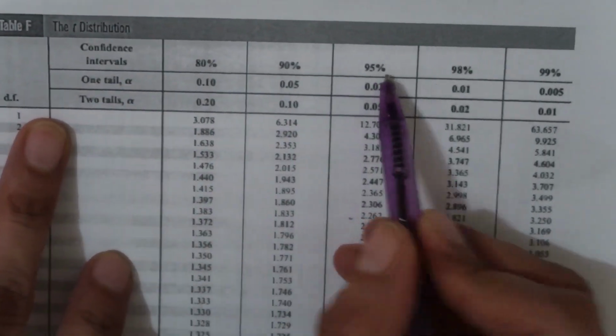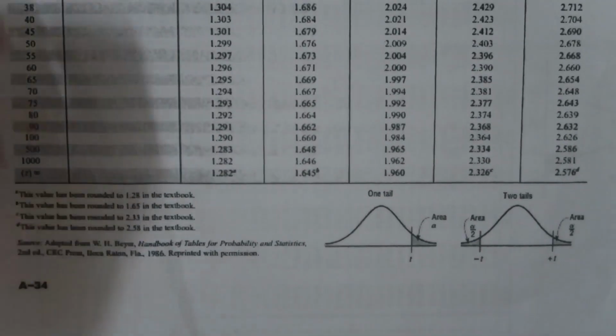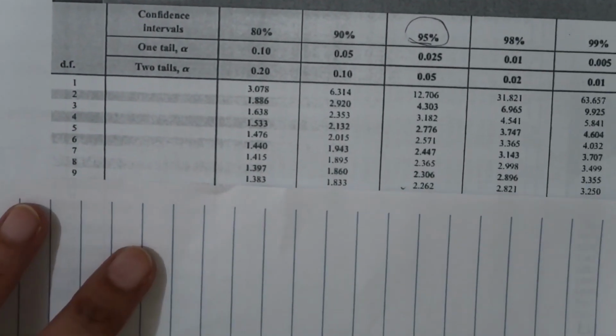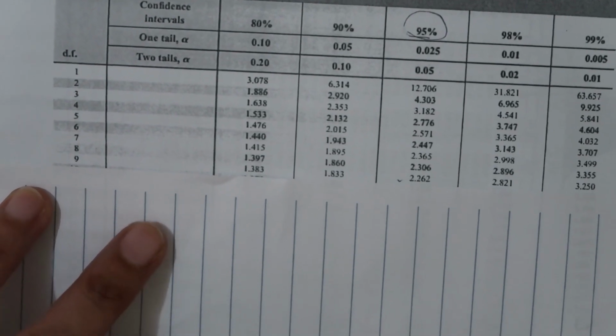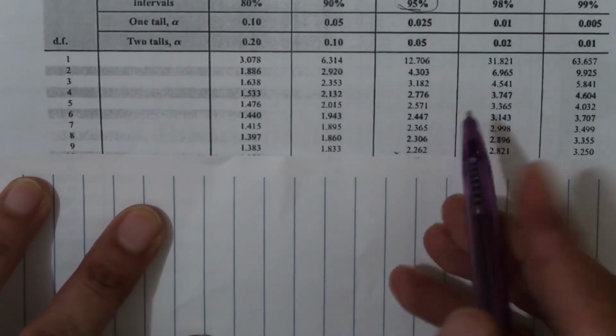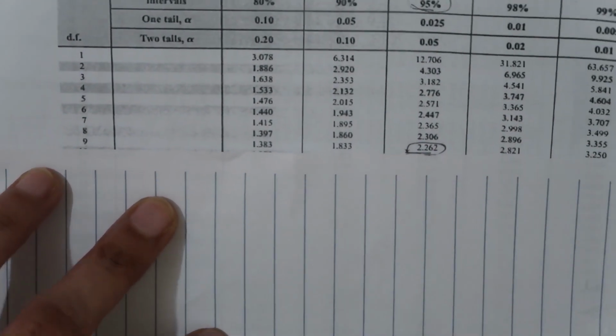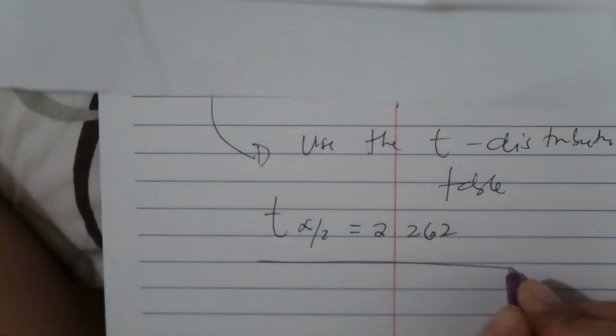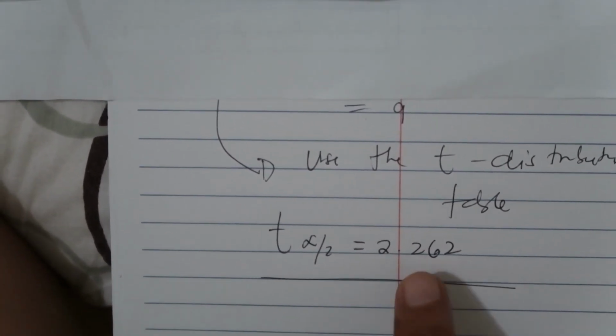So for the 95% confidence interval, here's the 95%, and then degrees of freedom 9. Get the intersection of 9 and 95%. So this is your t alpha over 2, which is equal to 2.262.